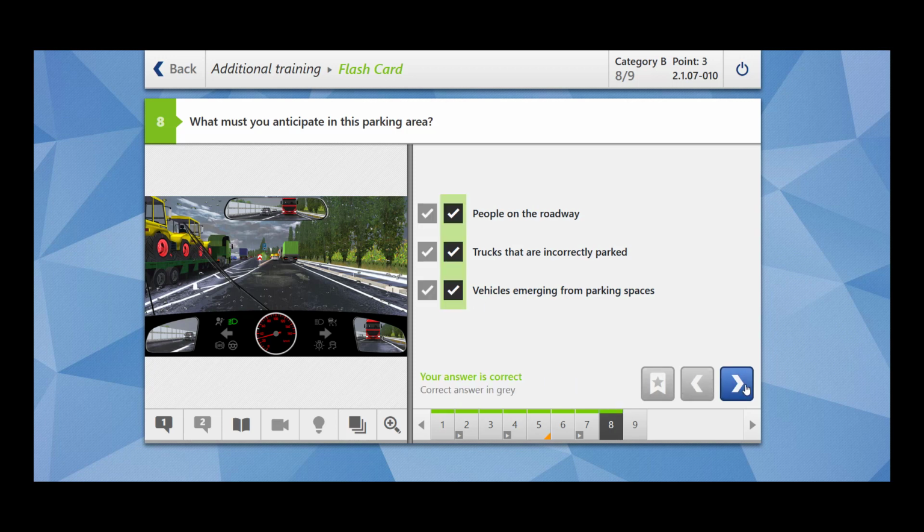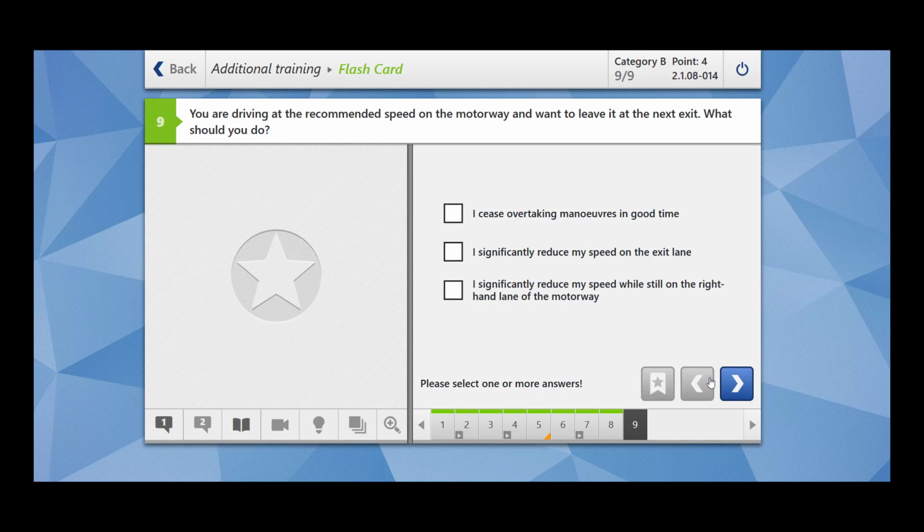Let's check our answer. Our answer is correct. Moving towards the next question. You are driving at the recommended speed on the motorway and want to leave it at the next exit. What should you do? I cease overtaking maneuvers in good time? Yes. Whenever you know that you want to exit the motorway, the important thing is you should cease your overtaking maneuver in good time.